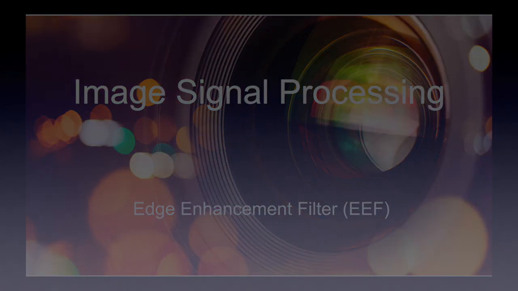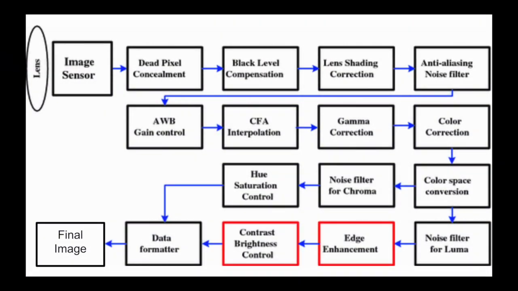Let's get started. To recap, so far we've covered how a camera converts light into a Bayer domain image, how to correct dead pixels, how to compensate for black levels, how to adjust for lens shading, what an anti-aliasing filter is and how to apply one, how to apply auto-white balance gain control, how to convert the Bayer domain image into a full RGB image, how to adjust the lightness scale to make a more visible image, how to convert color spaces from RGB to YCbCr, how to apply a noise filter to the chroma channels, how to adjust the hue and saturation of an image, and finally, how to apply a noise filter to the luma channel.